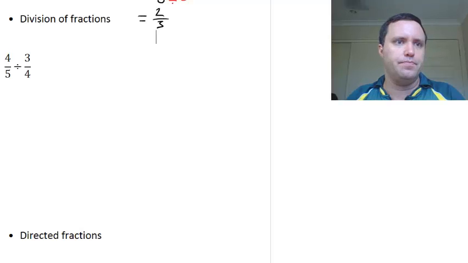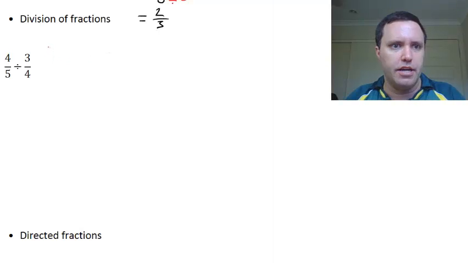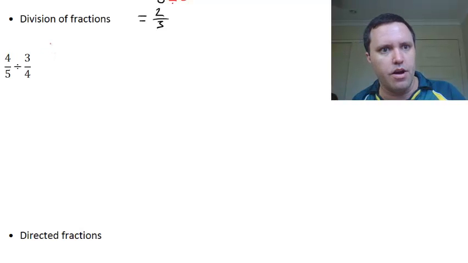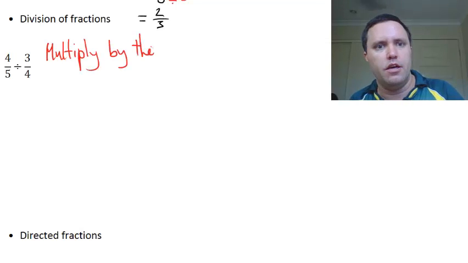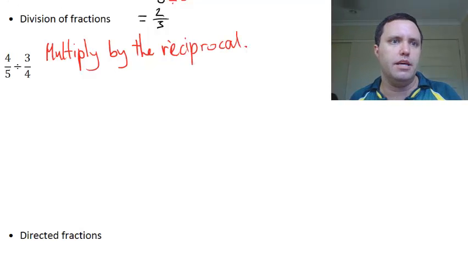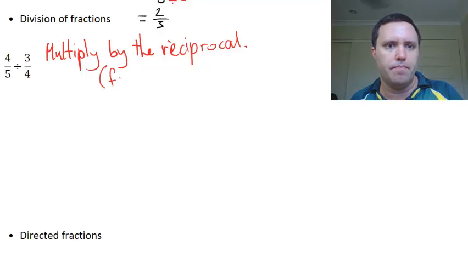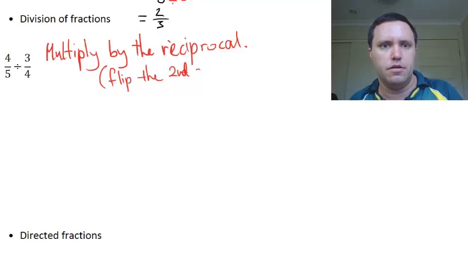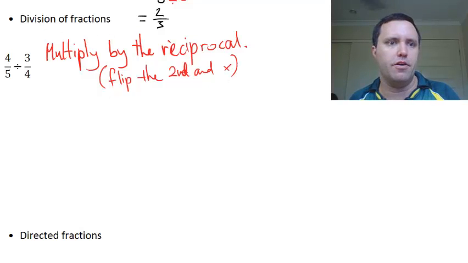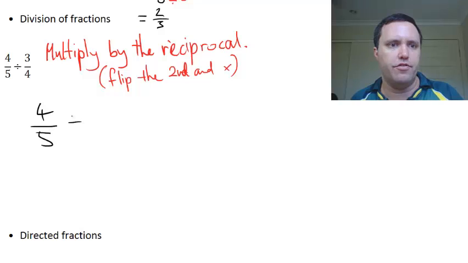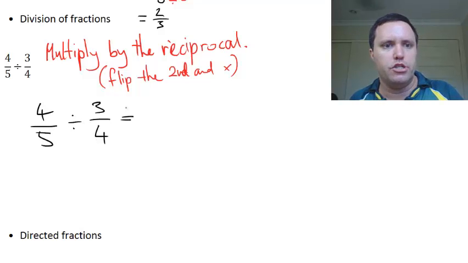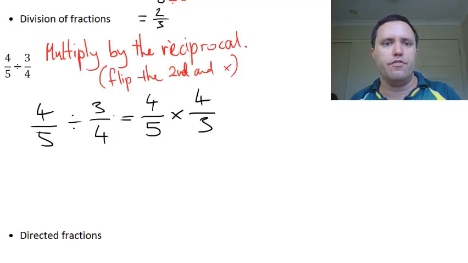Alright, division of fractions. Quickly, for these ones here, rather than divide, we multiply by the reciprocal, which means that we flip the second one and multiply. So rather than 4/5 divided by 3 over 4, we change it to being instead 4/5, so that one stays, multiplied by 4 over 3.